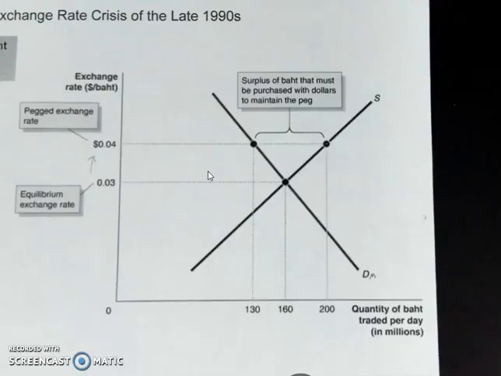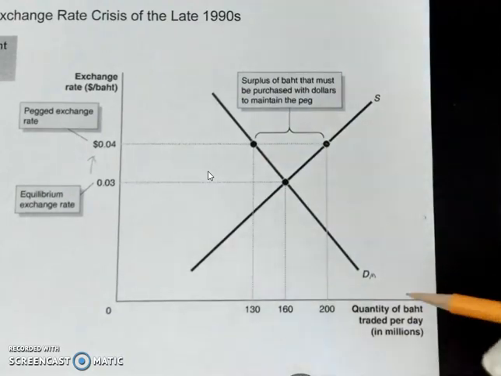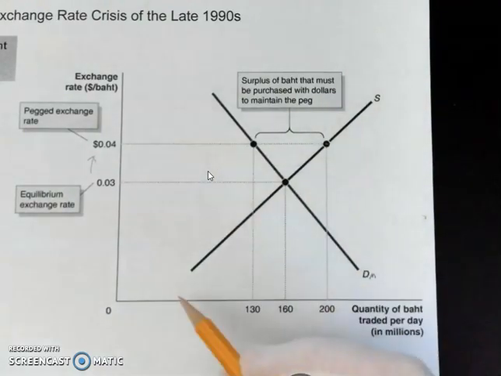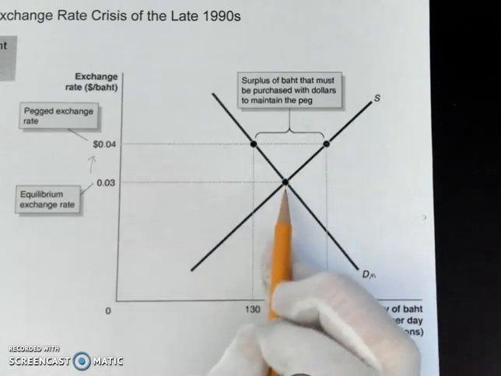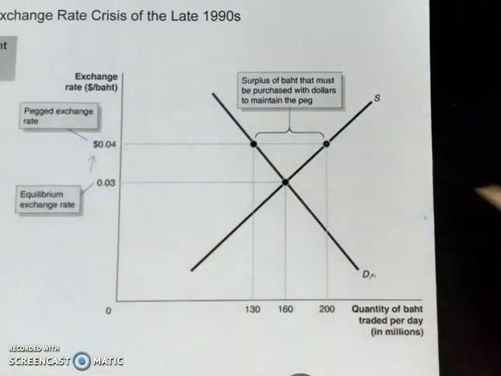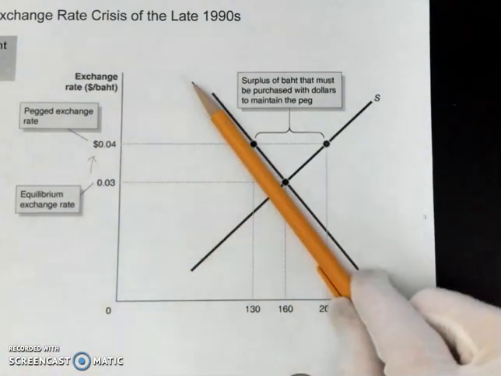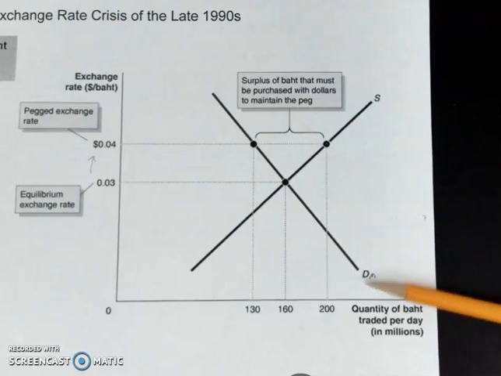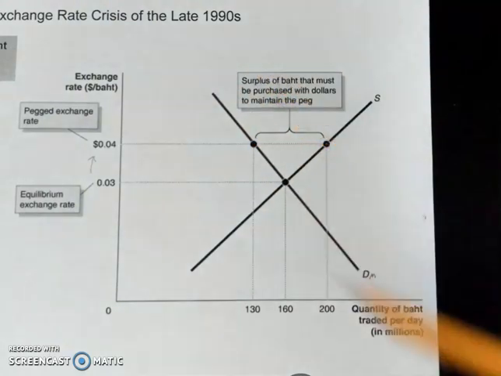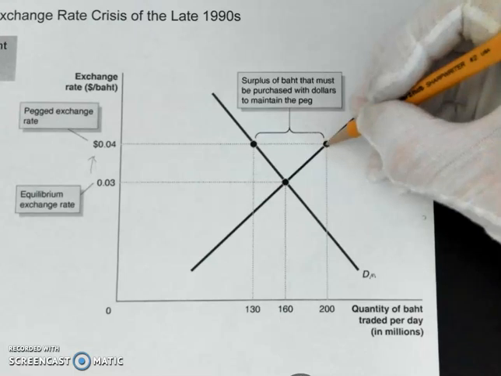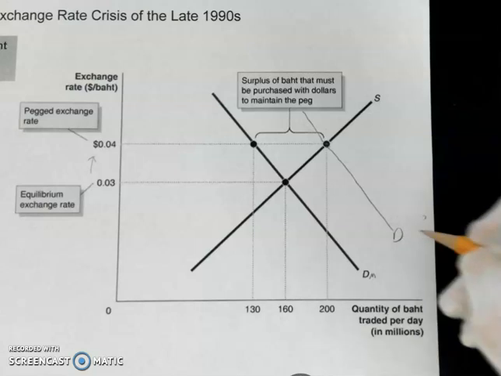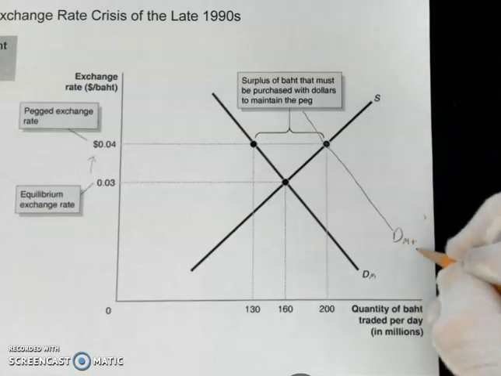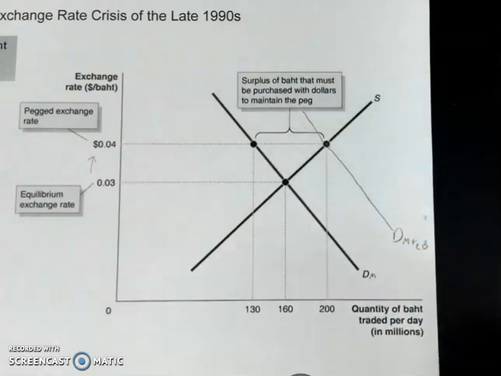So how do they do this? Well, this is, again, the market for baht, demand and supply. We're initially at an equilibrium of 3 cents per Thai baht. The Thai central bank, if they want to raise the value of their currency, they're going to have to shift this demand curve, which I've labeled here market, to the right until they reach the peg that they want to achieve. So I'm going to put demand market plus central bank.